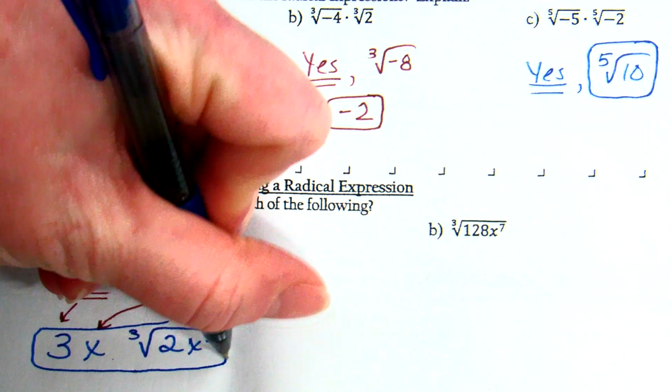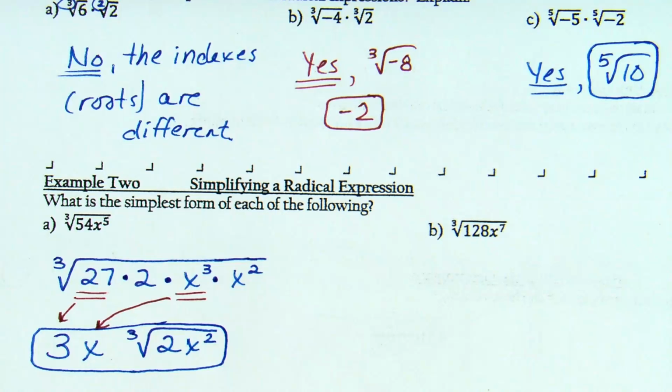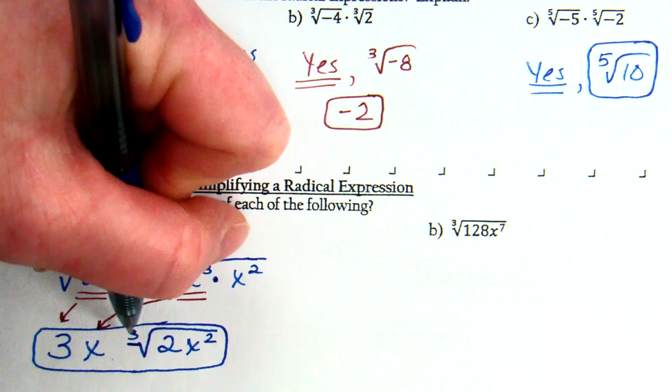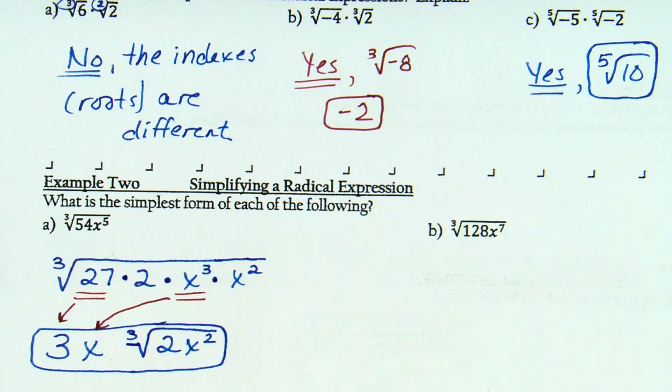Mine ended up kind of spaced out. But the final answer is 3x times the cube root of 2x squared. You don't have to have quite the spacing that I do. I didn't intend for that. Here's what you do have to be careful of. What is this little 3 here? It's part of your radical. However you write it, make sure it looks like it's the index on the radical and not an exponent on the x. That's what I will warn you of. Questions on that one?